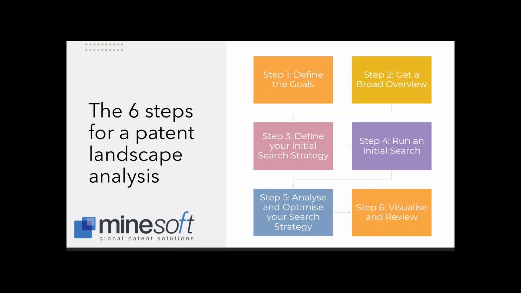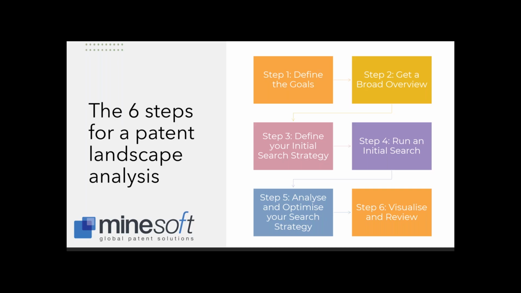So, to recap, the 6 simple steps for a patent landscape are: step 1, define the goals. Identify the key questions your landscape analysis will answer. Step 2, get a broad overview. Do some research around the technology area to collect relevant keywords, companies, and patents.